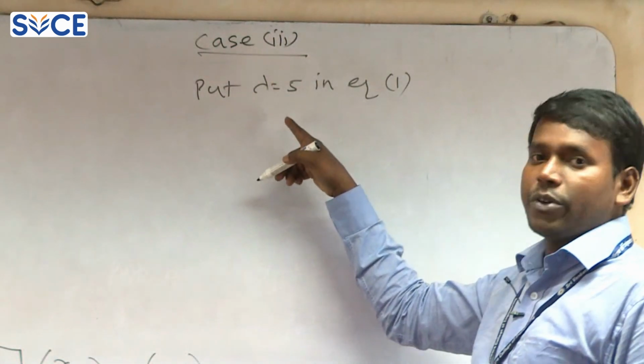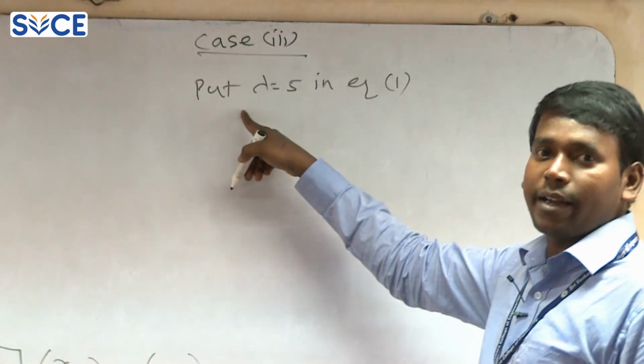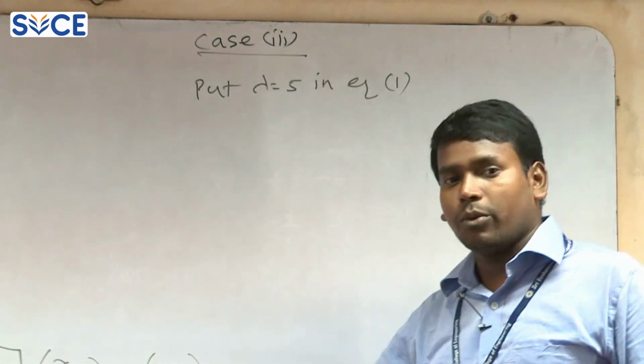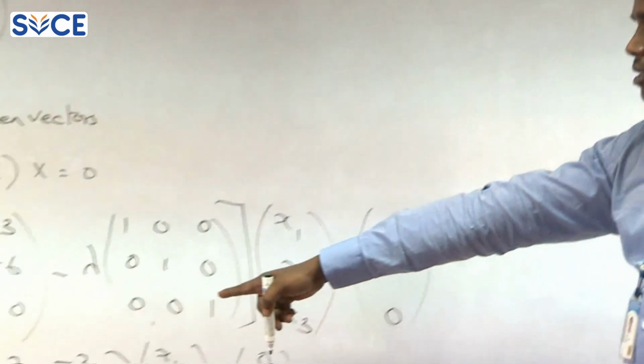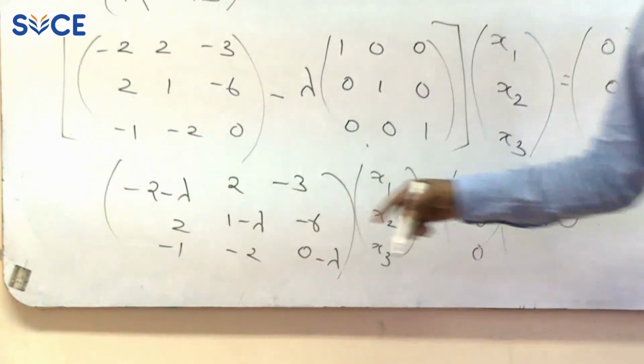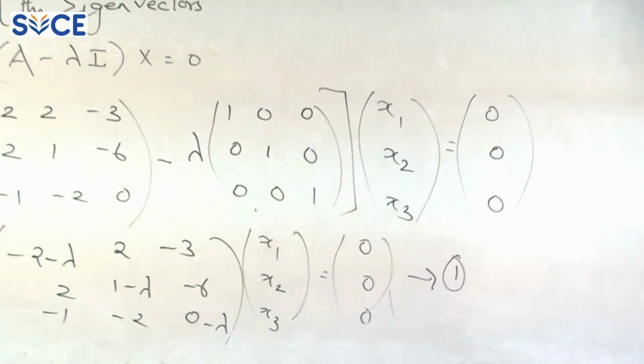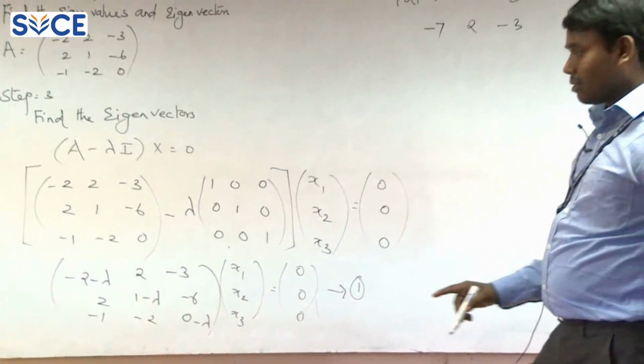Case 3. We are going to find the third eigenvector. So the third eigenvalue is lambda equal to 5. Put lambda equal to 5 in equation number 1. So put lambda equal to 5 means, minus 2 minus 5, so the answer is minus 7. The second one is 2, then minus 3.